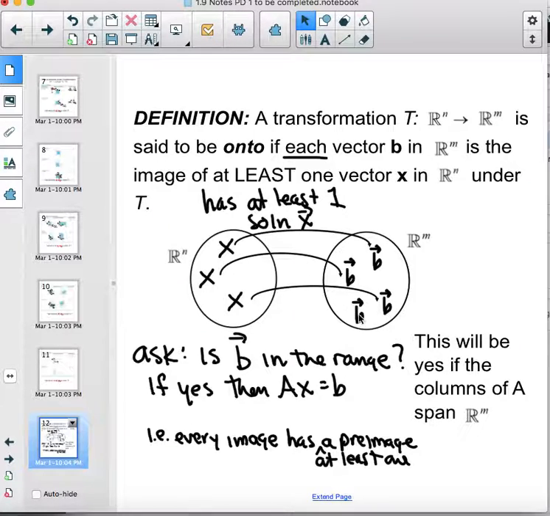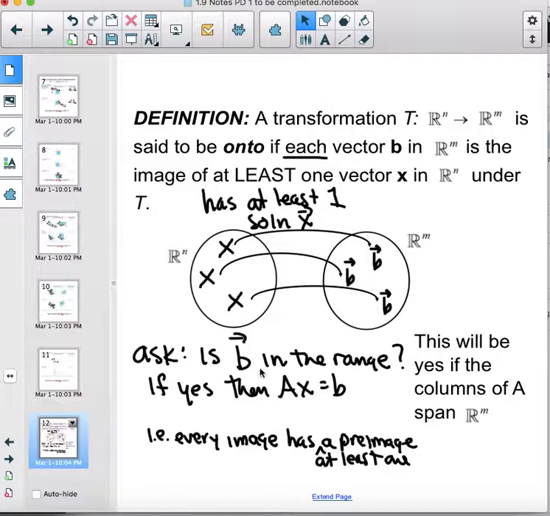However, this poor b is in the codomain, but it has no preimage. That means this function is not one-to-one. I'm sorry, it is not onto. Not onto. Now, if I get rid of this guy, now we have an onto relation.